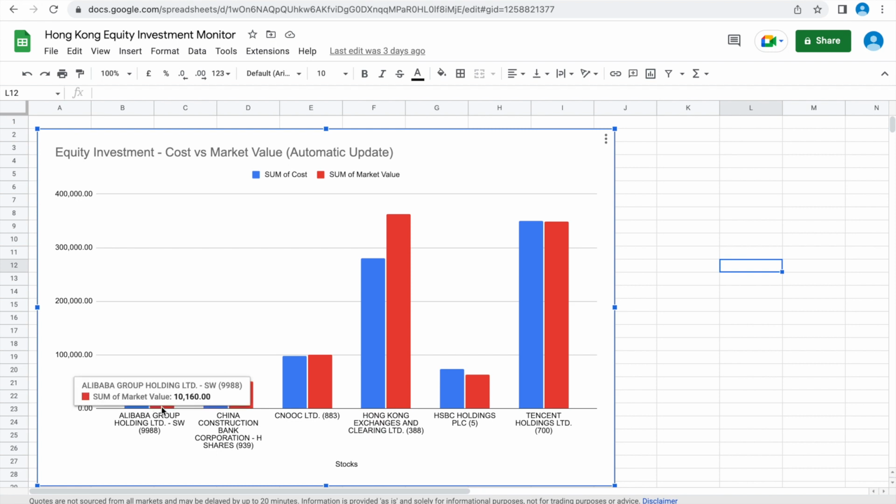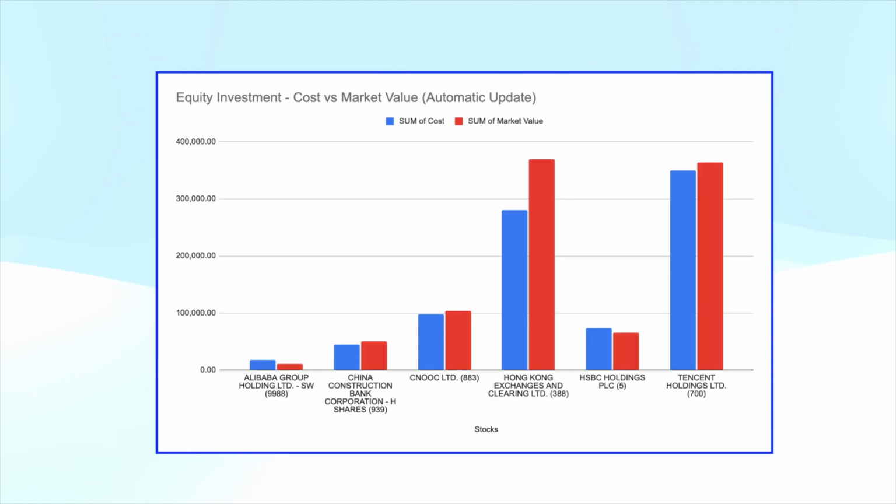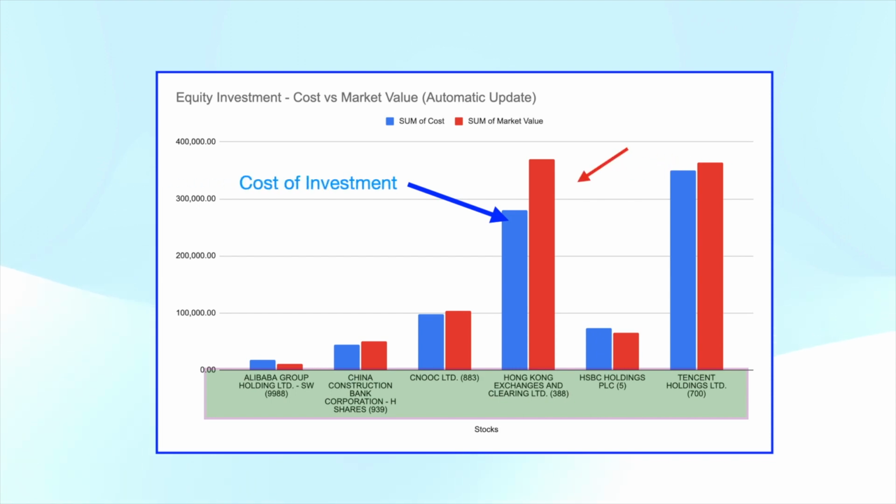In this video, there are two charts built. The first is a bar chart with two colors. The blue bars are representing the cost of your investments, and the red bars are representing the market value of your investments. In these bar charts, you can have a snapshot of your investments.